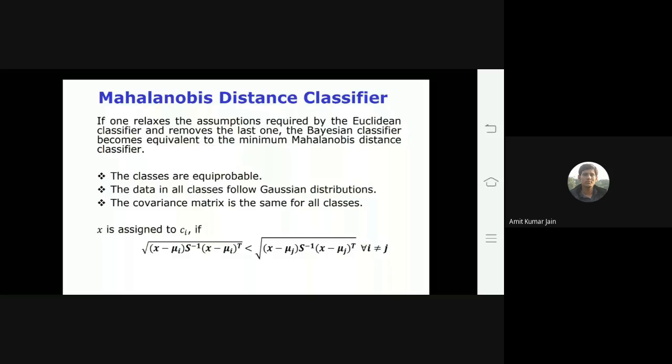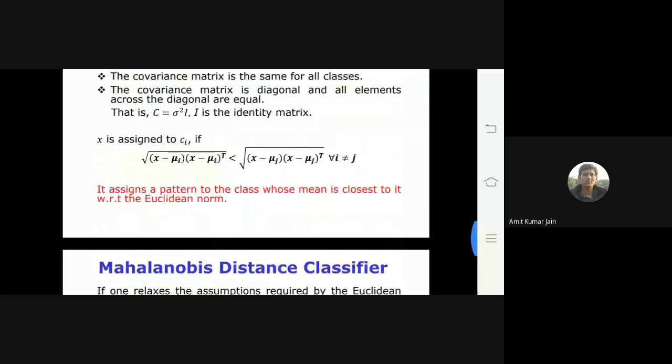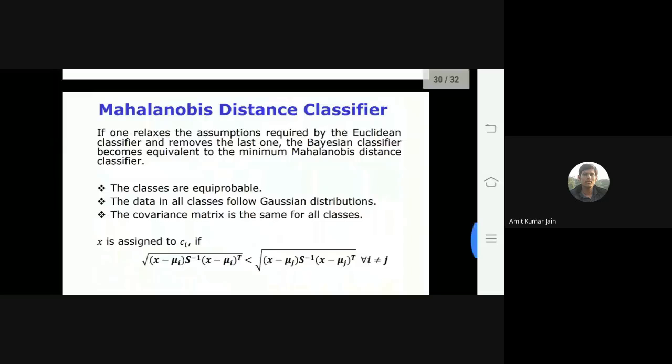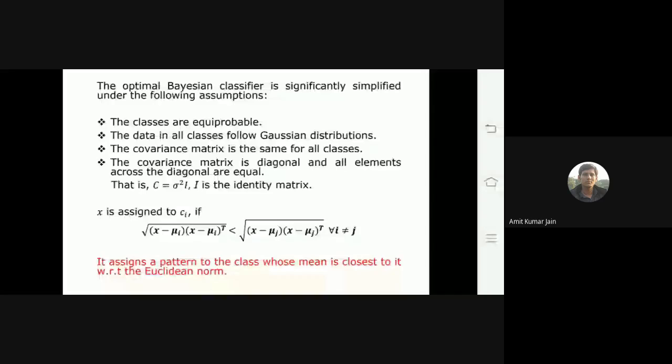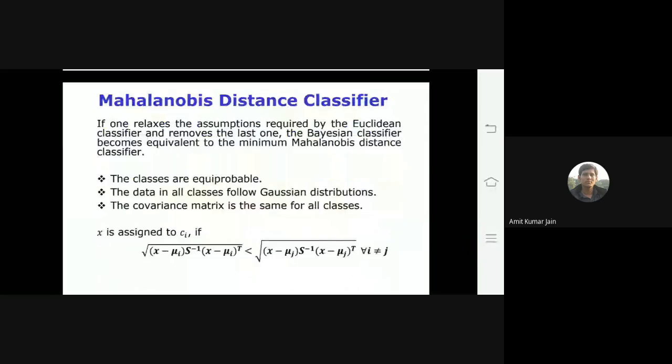So there are some differences between the Euclidean distance based classifier and the Mahalanobis distance measure, and the differences are in the conditions. We have discussed four conditions for the Euclidean distance classifier. If these four conditions are satisfied together, then we can simplify a Bayesian classifier to a Euclidean distance classifier. The conditions are from 1 to 4, right? The first, second, third, fourth condition. The only condition which is not required in the case of the Mahalanobis distance classifier is the fourth one.